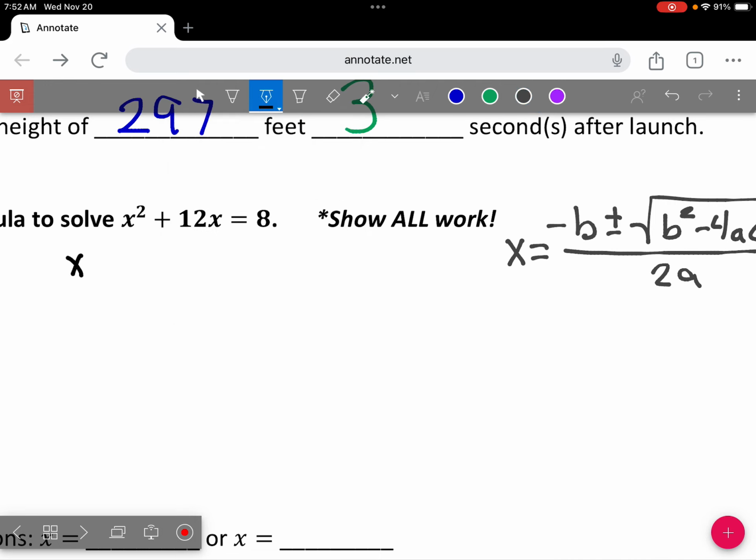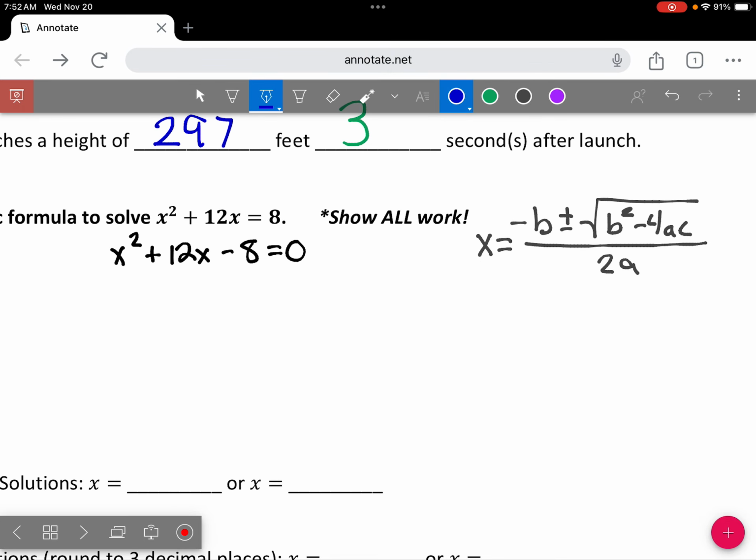So we have our x squared plus 12x minus 8 equals 0. So what is my A? 1. What is my B? 12. What is my C? Negative 8. Those pieces are important.